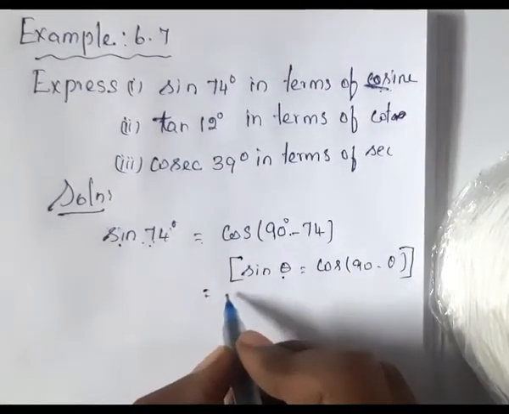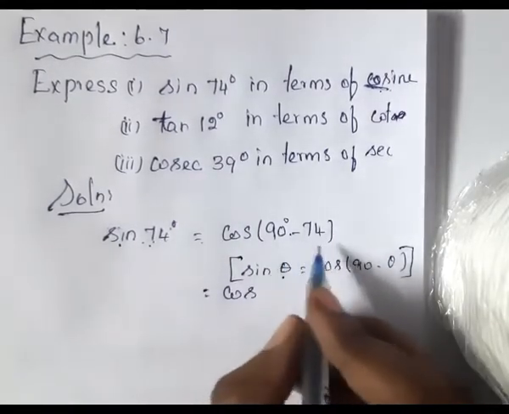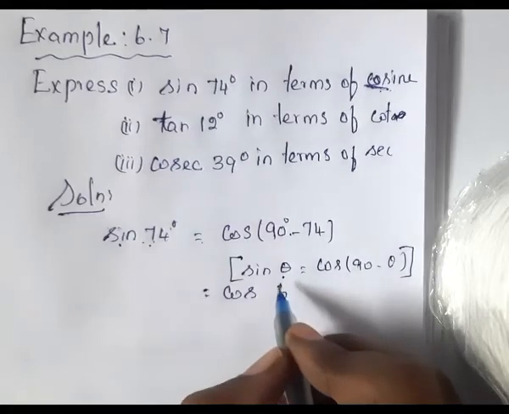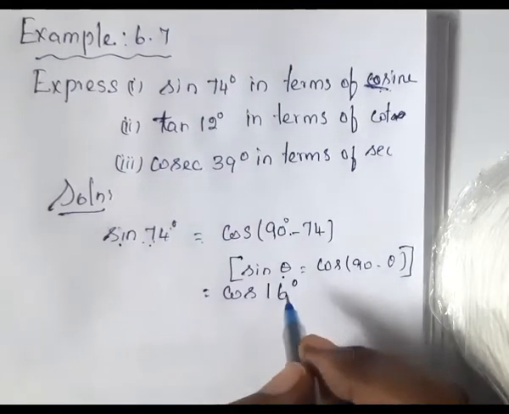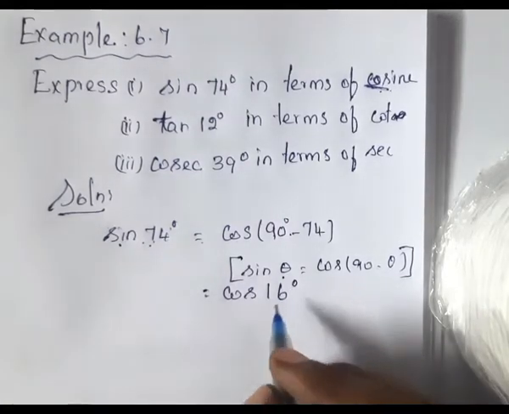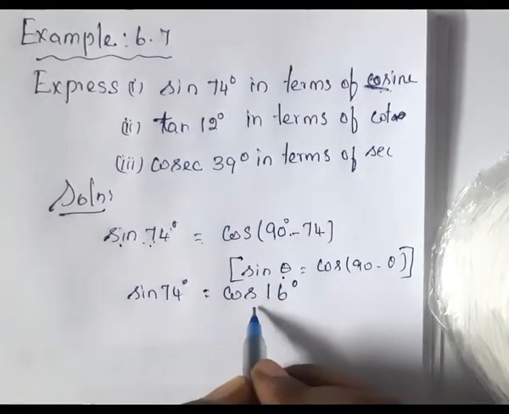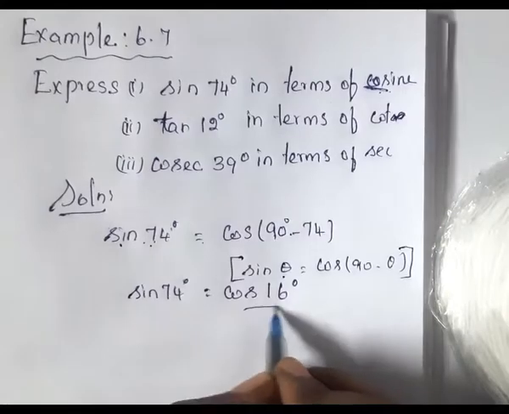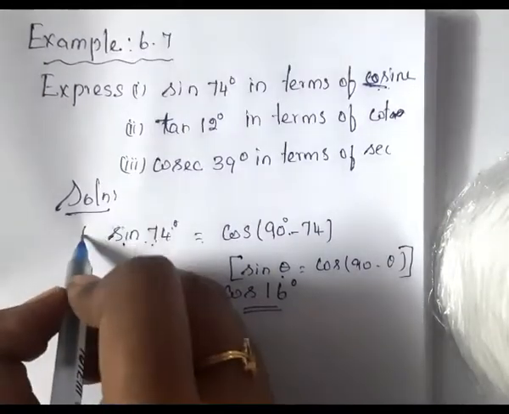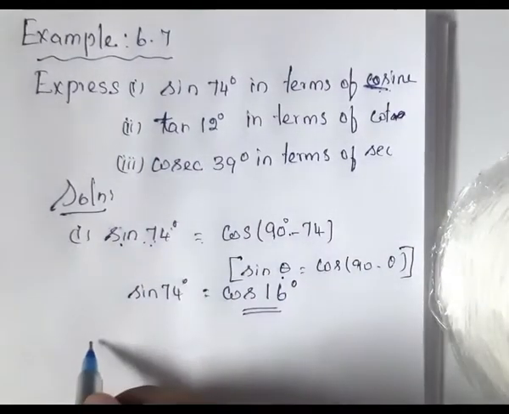That is equal to cos, when you subtract what will you get? 16. So sin 74 degrees we write in terms of cos, that is cos 16 degrees. Second one, it is first one, then second one.